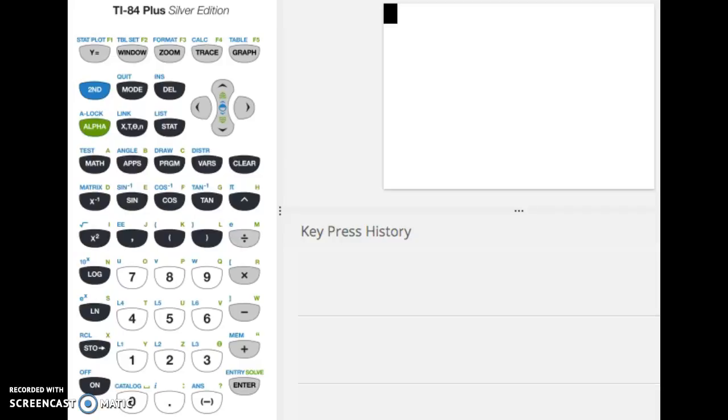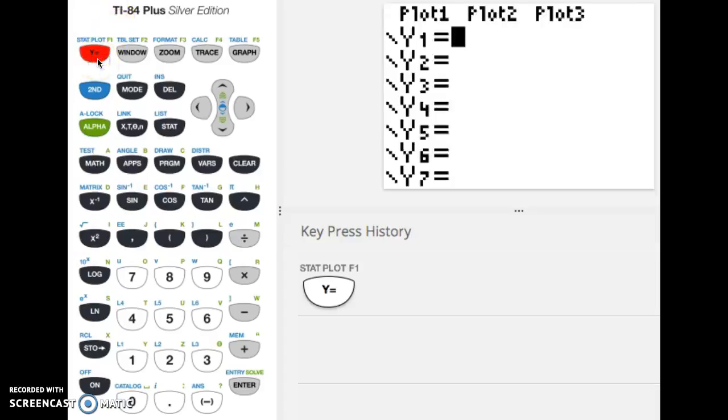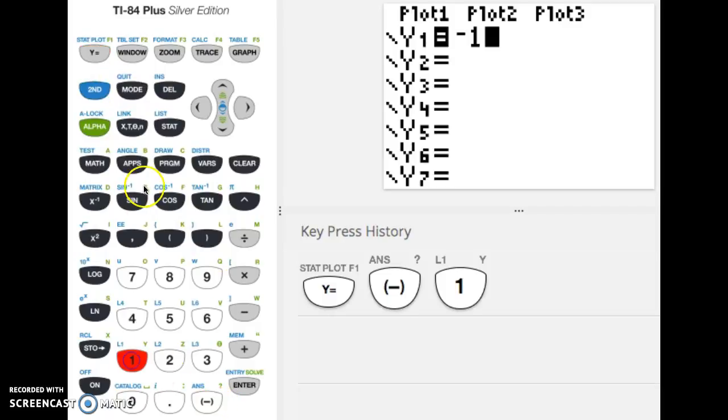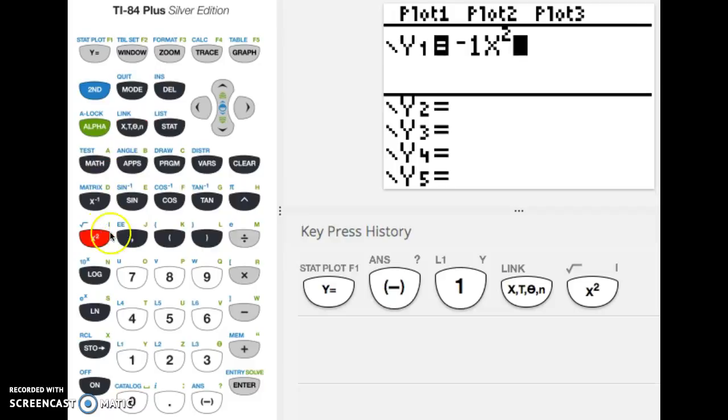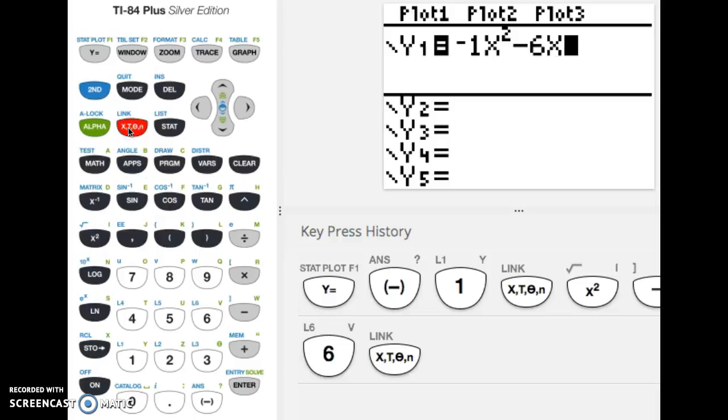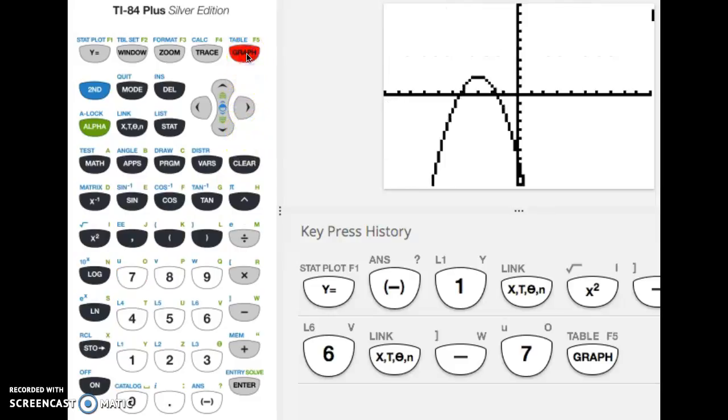Okay, so here's my calculator. I'm going to go ahead and type that in. So I'm going to go up to y equals, and I'm going to go ahead and click on y equals, and I'm going to go ahead and type in negative 1 x squared, and then minus 6x minus 7. Okay, once you get it typed in, I'm going to go up to graph, and I'm going to go ahead and hit graph.